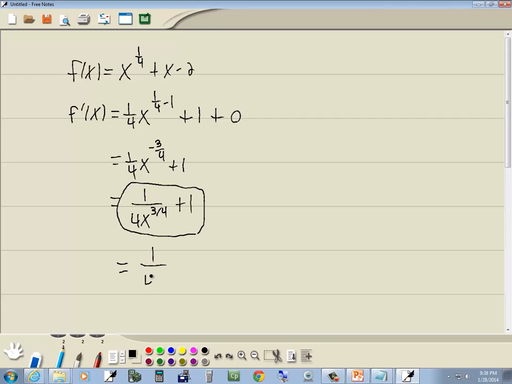You could also get a single fraction if you wanted. This would be 1 over 4x to the 3/4 plus 1 over 1. If you're going to add or subtract fractions, they both should be fractions. Now, since this one's denominator is 1, our common denominator will be 4x to the 3/4. So we're going to rewrite each fraction with that new denominator.